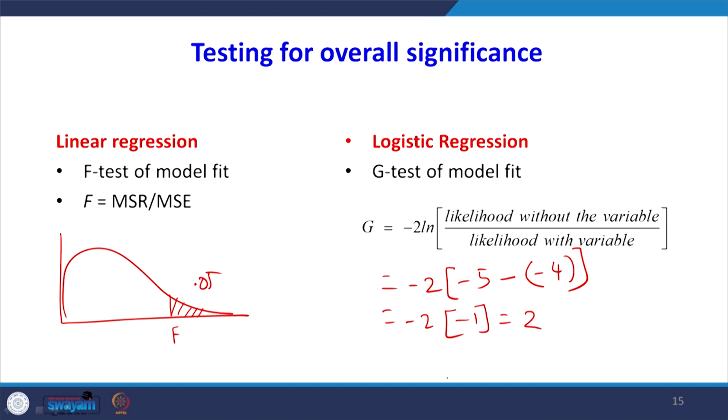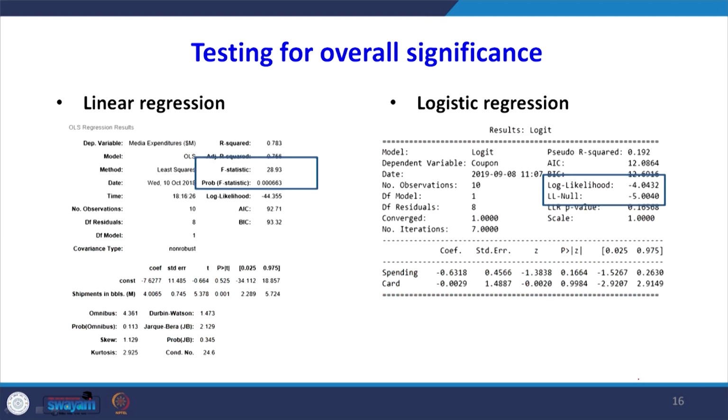This G also follows a chi-square distribution. Chi-square is a right-skewed distribution. This is our G value. G value is 2. The degrees of freedom is the number of independent variables in a logistic regression. That number of independent variables is nothing but the degrees of freedom for the G value. You can get this value from the output of Python for logistic regression and linear regression.